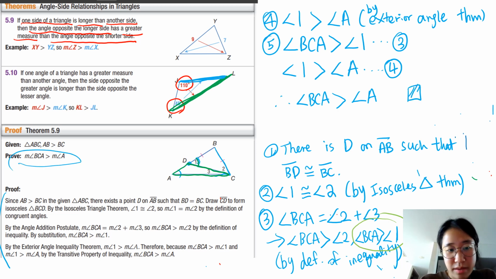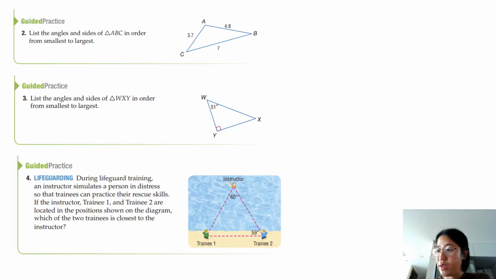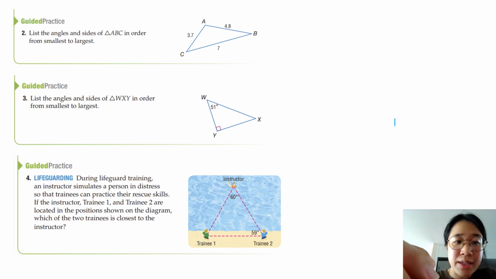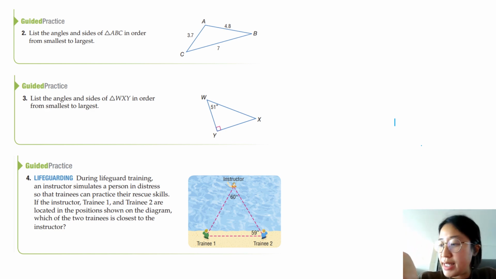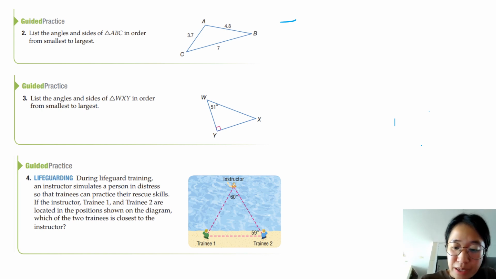All right, now let's solve some problems and we are done for this lesson. It says list the angles and sides of the triangle in triangle ABC in order from smallest to largest. Okay, so I can see that the shortest side length is what? I want to change my color. Is AC, that's 3.7. That's smallest.